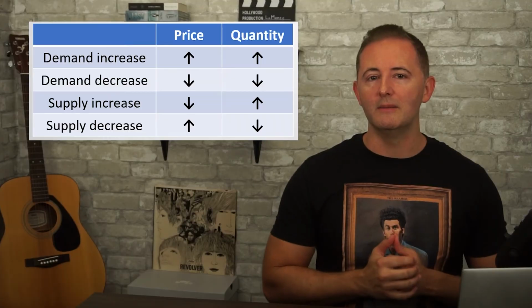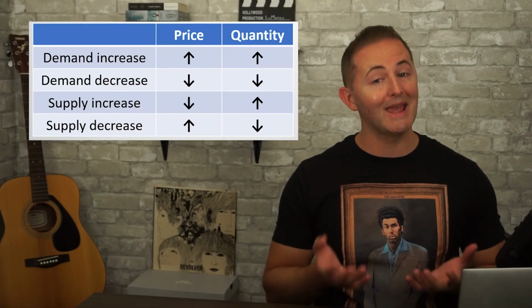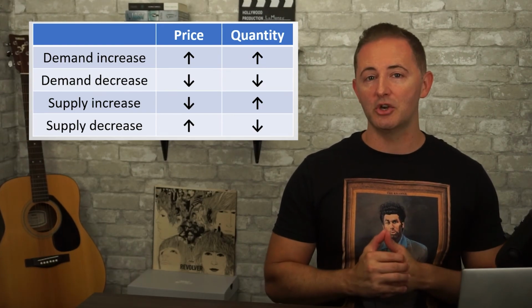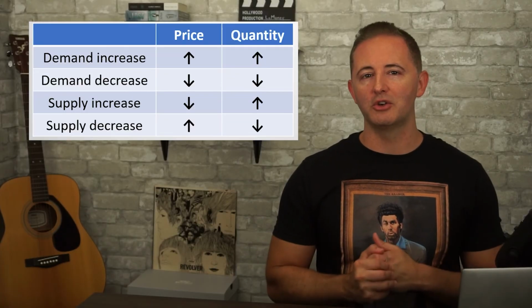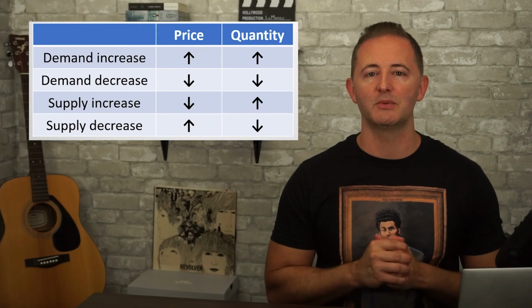But let's look at quantity. Demand increases and so does quantity. And when supply increases, again, so does quantity. This tells us that if both supply and demand increase, we know that quantity will increase, while we're unsure what will happen to price. And this table has each possible combination.